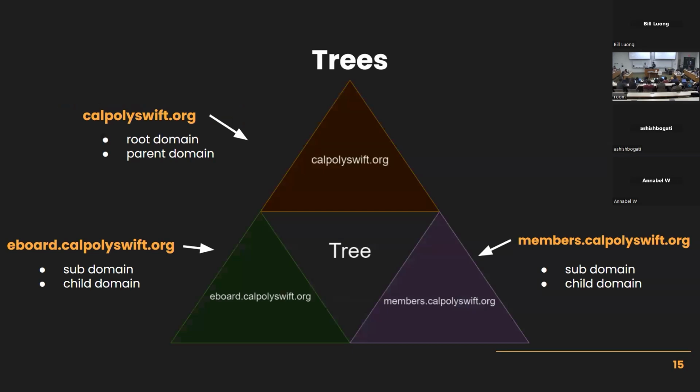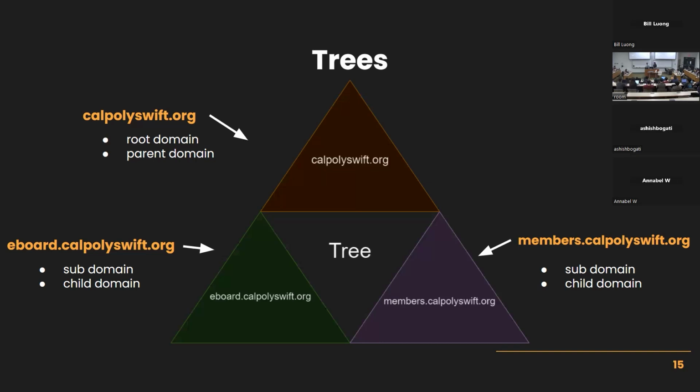And so a tree lays out, so on the top of the tree is the root domain, and it has multiple subdomains, and usually the... Sorry. No, you're good. So sort of adding to what he was saying, calpolyswift.org is considered the root domain or the parent domain.